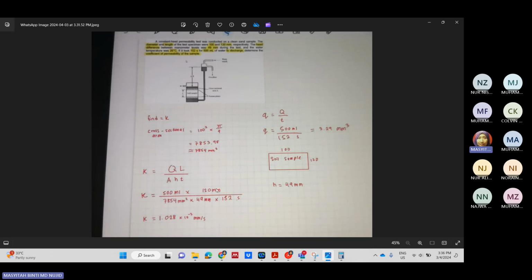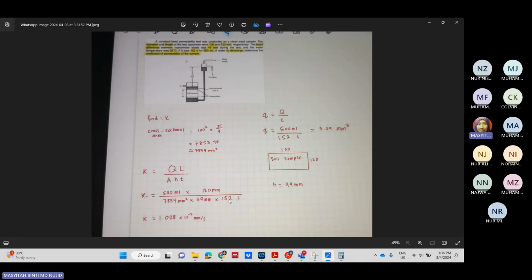500 times 1,000 times 120 divided by 7854 times 49 times 152. So what is the final answer? The final answer is 1 point... 1 point what, class?